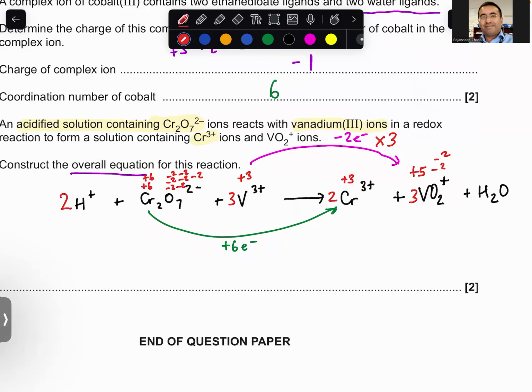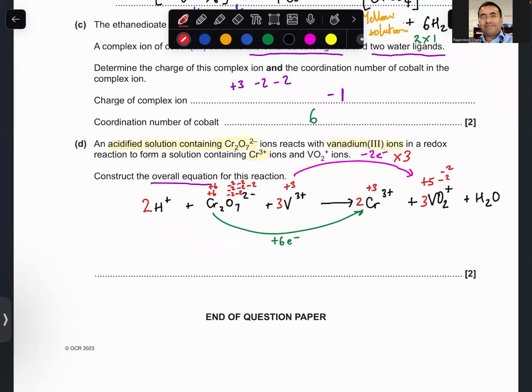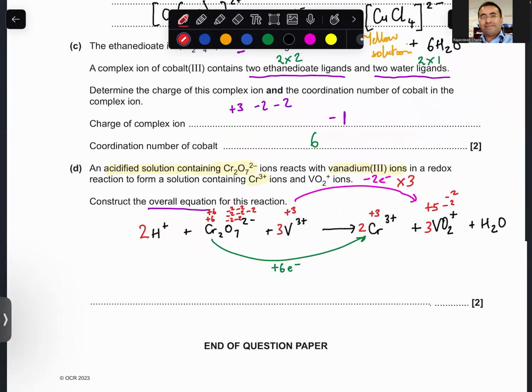And let's put a big 2 there to balance the hydrogens. And if we have a look at the mark scheme, dichromate ion, 3V3 plus, 2H plus, 2Cr3 plus, 3VO2 plus, yep. And that is correct, ladies and gentlemen. That is the end of this question.